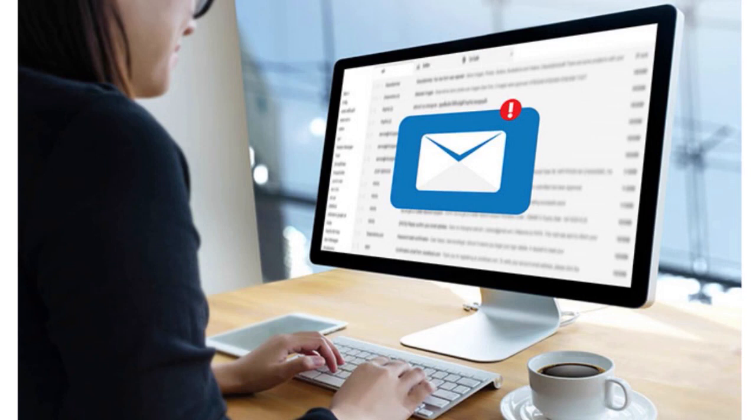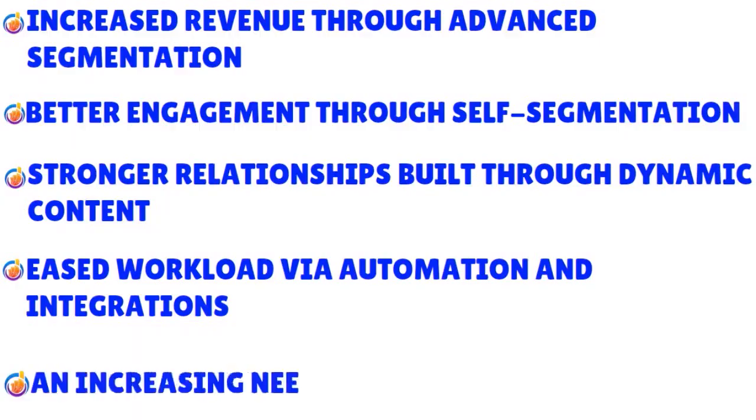Okay, and you also have an increasing need to collect data. Data collection is really important also. So to personalize emails, you have to know your customers. This means you have to actually collect data on an ongoing basis.